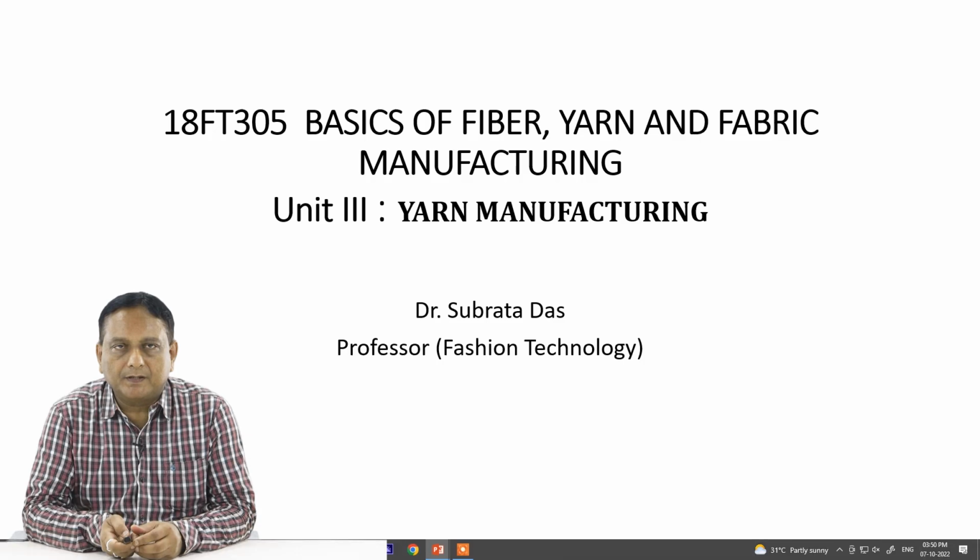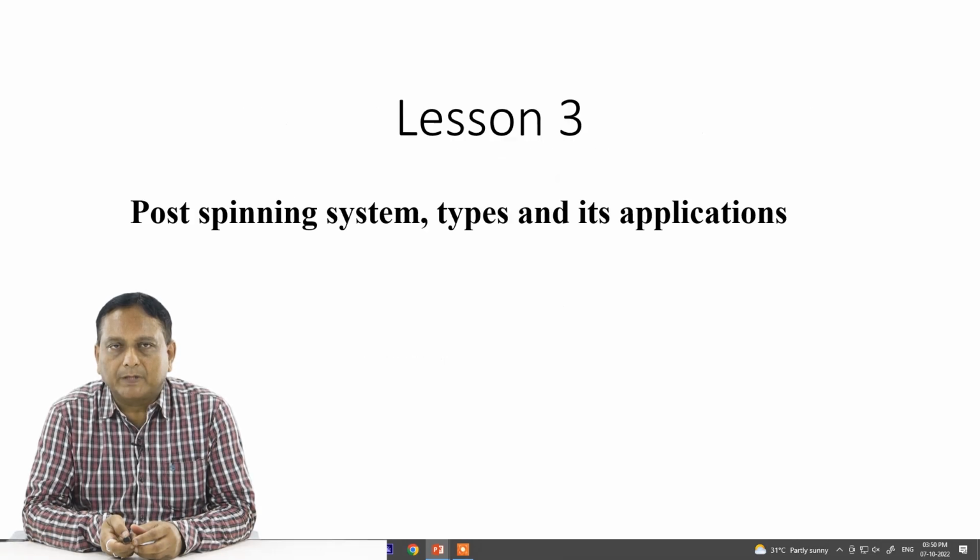Today's topic is 18FT305 Basics of Fiber, Yarn and Fabric Manufacturing, and we are at Unit 3 Yarn Manufacturing. We are at Lesson 3 and we talk about post spinning system, types and its applications. Now we have seen the ring spinning system.